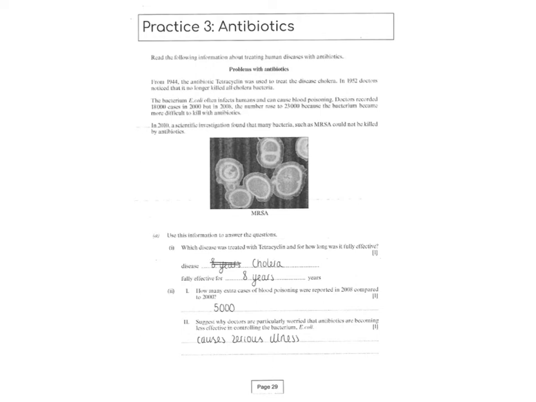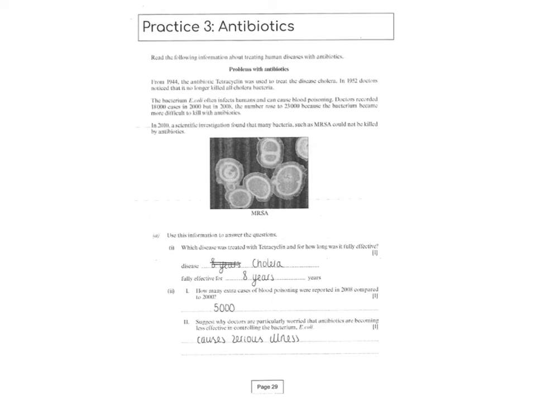Read the following information about treating human disease with antibiotics. From 1944, the antibiotic tetracycline was used to treat the disease cholera. In 1952, doctors noticed that it no longer killed the cholera bacteria. The bacterium E. coli often affects humans and can cause blood poisoning. Doctors recorded 18,000 cases in 2000, but in 2008, the number rose to 23,000 because the bacterium became more difficult to kill with antibiotics. In 2010, a scientific investigation found that many bacteria, such as MRSA, could not be killed by antibiotics. Use the information to answer the questions.